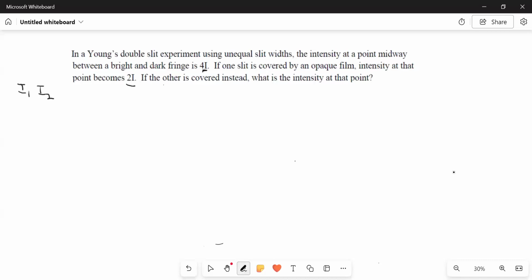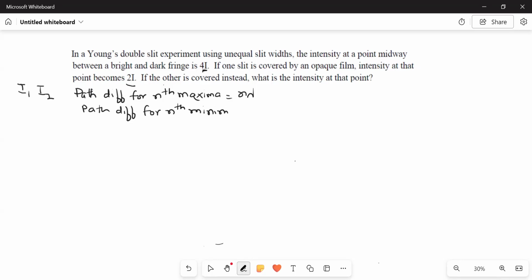Now we know that the path difference for the nth maxima is n lambda, and the path difference for the nth minima is (2n minus 1) lambda by 2.